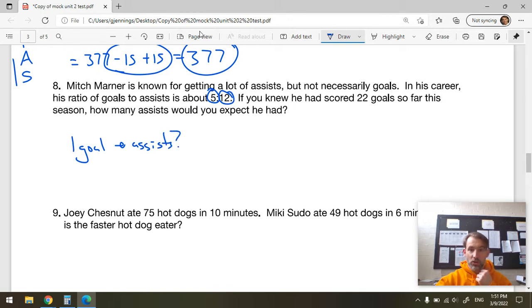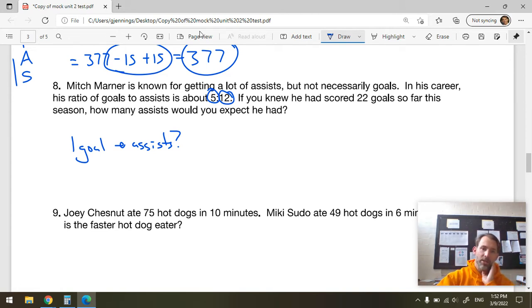Well, I can tell it's going to be bigger than 2, but smaller than 3. Because if this was a 10, then he would score 2 assists for every 1 goal. If this was a 15, it would be 3 assists for every 1 goal. But because it's in between 10 and 15, I know that it will be between 2 and 3, the amount of assists he gets per goal over his career.